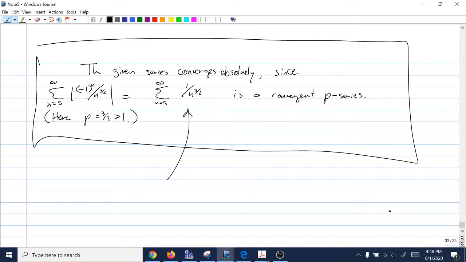The series converges absolutely because when I throw absolute values on it, I'm looking at a convergent p-series, so it converges with absolute values, which is the definition of converging absolutely.